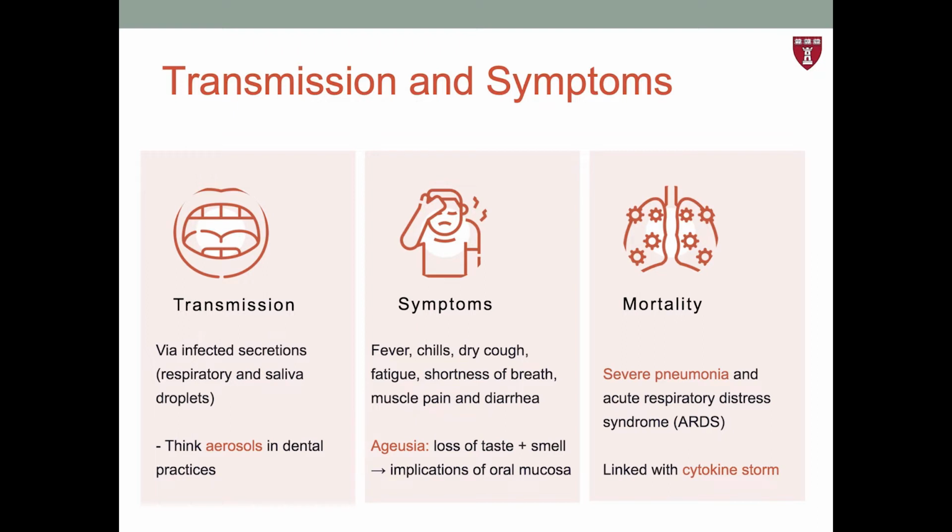While COVID-19 can affect multiple organs in the body, the main causes of mortality are severe pneumonia and acute respiratory distress syndrome, which is linked with the cytokine storm, an excessive immune reaction that causes extensive tissue damage, particularly in the connective tissue of the lungs. This is where oral health comes into play.